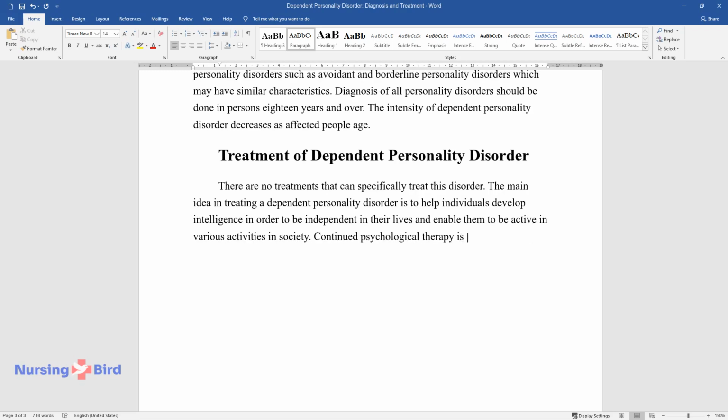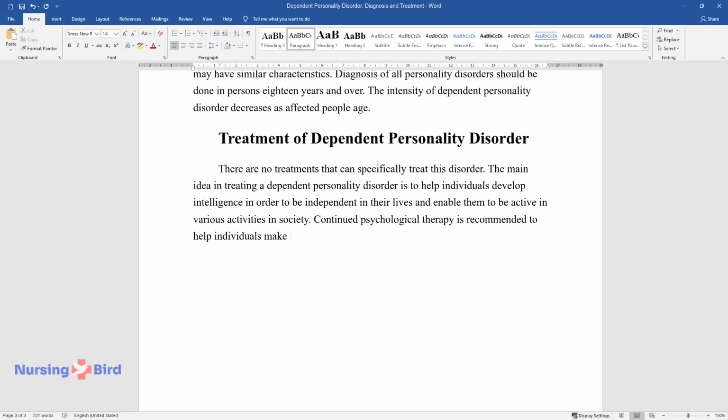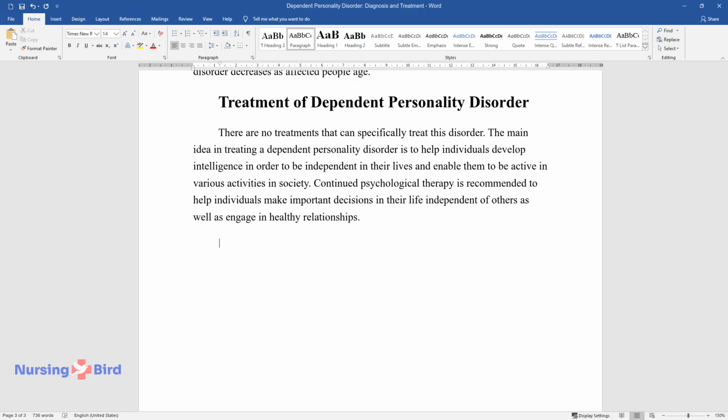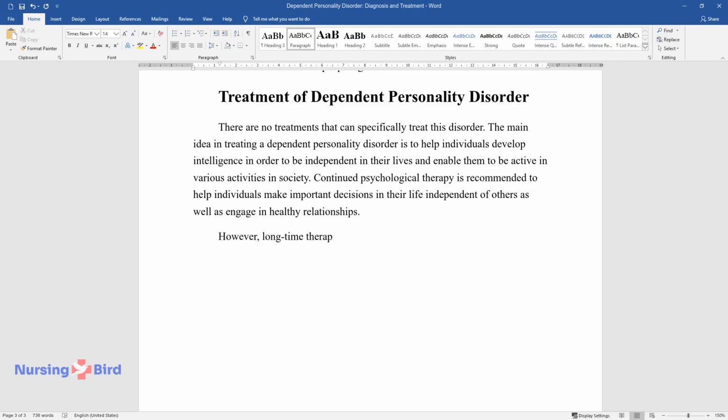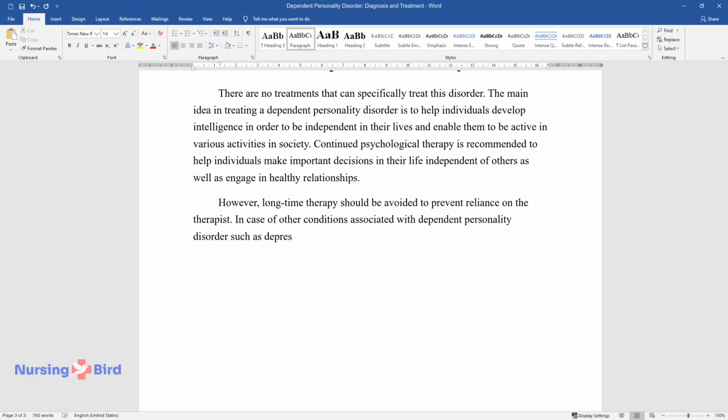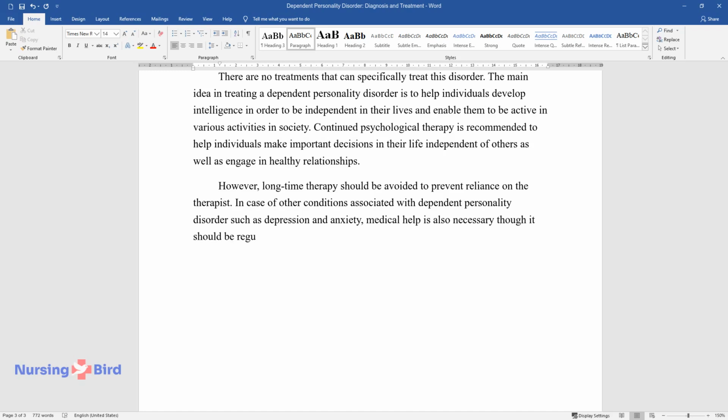Continued psychological therapy is recommended to help individuals make important decisions in their life independent of others, as well as engage in healthy relationships. However, long-time therapy should be avoided to prevent reliance on the therapist. In case of other conditions associated with dependent personality disorder such as depression and anxiety, medical help is also necessary, though it should be regulated as well to prevent abuse of the drugs.